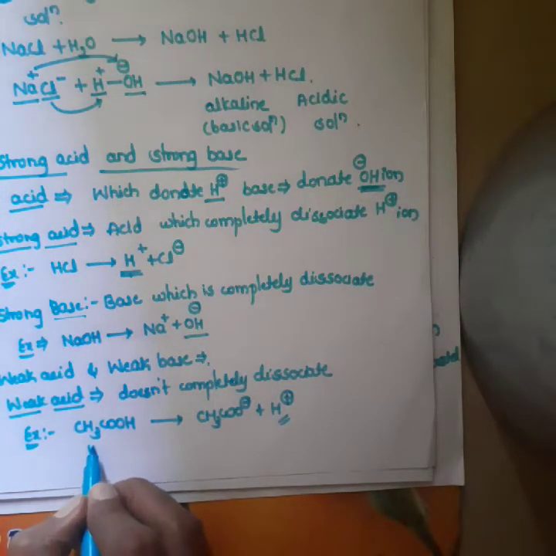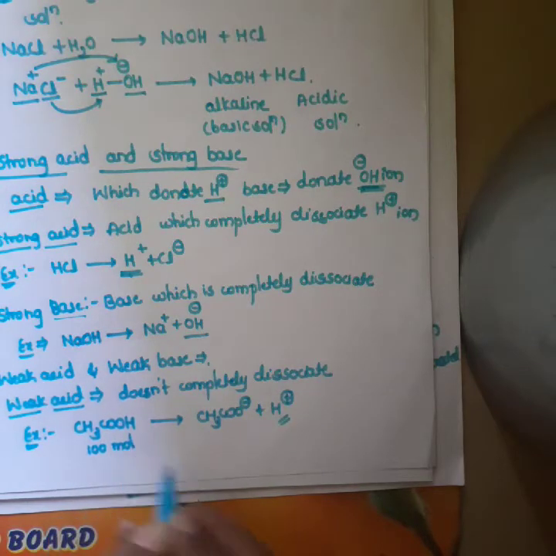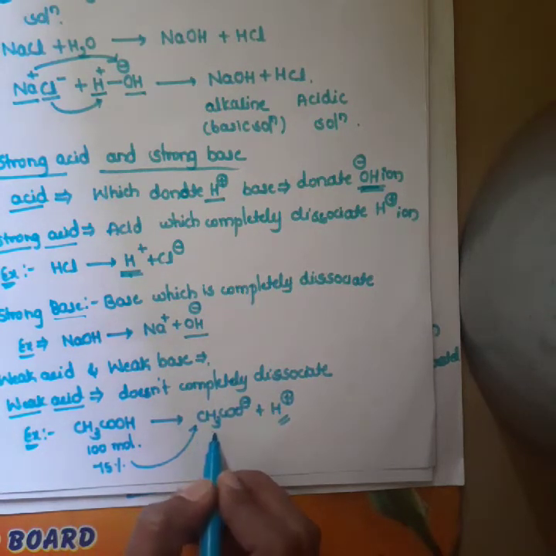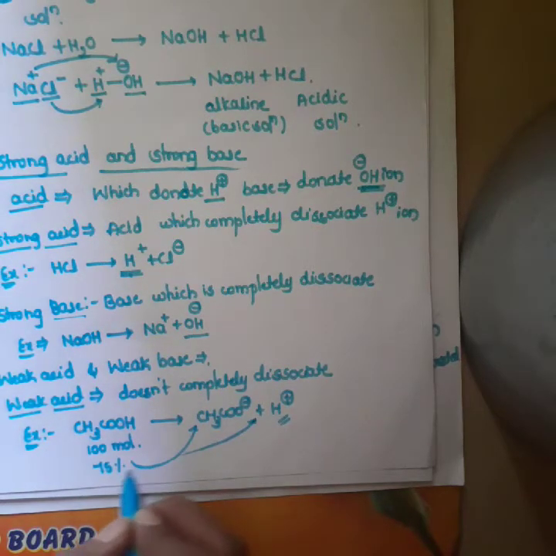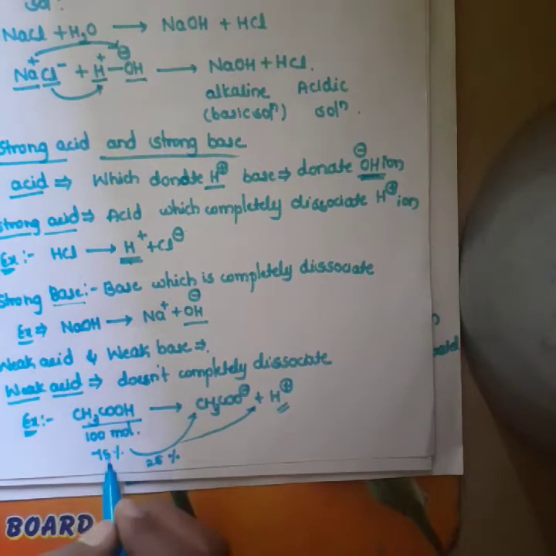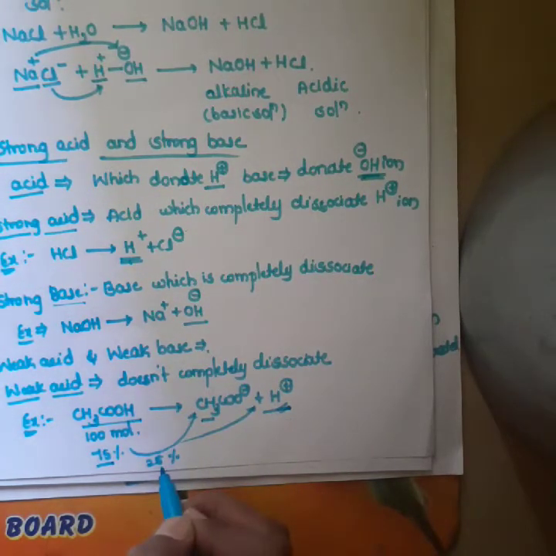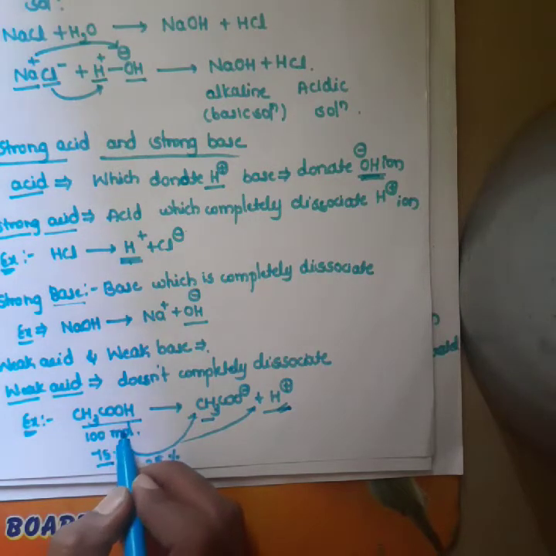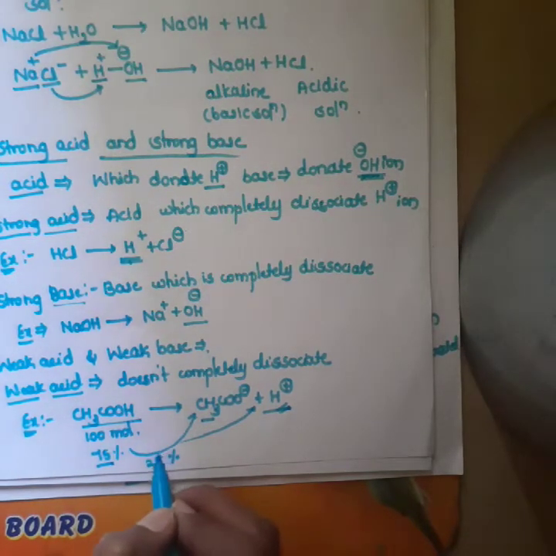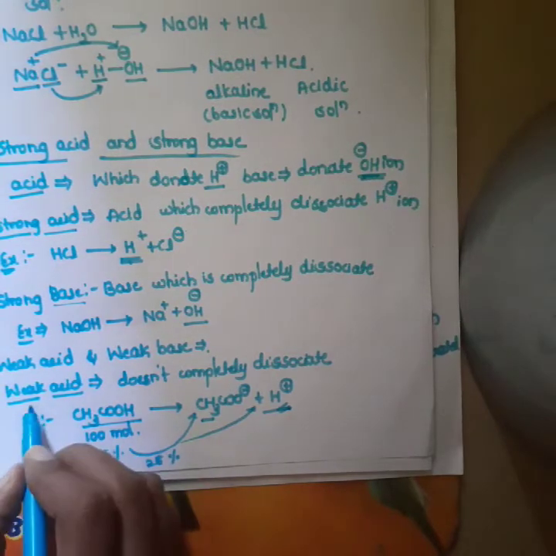What happened? Consider 100 molecules of acetic acid. In that, 75% of molecules will be converted into acetate ion, CH3COO minus and H plus ions are formed. The remaining 25% of molecules remain as acetic acid. Therefore, it is a weak acid.